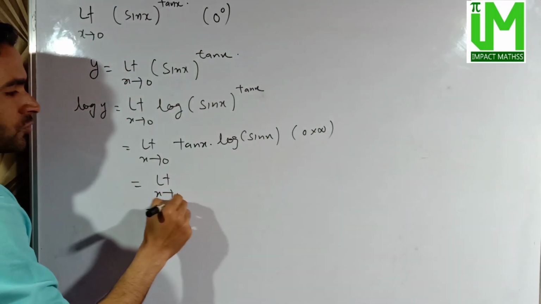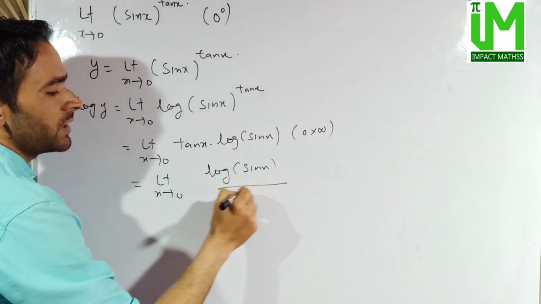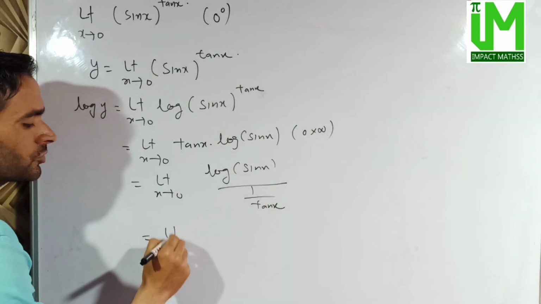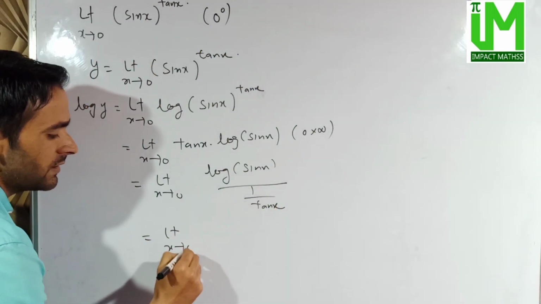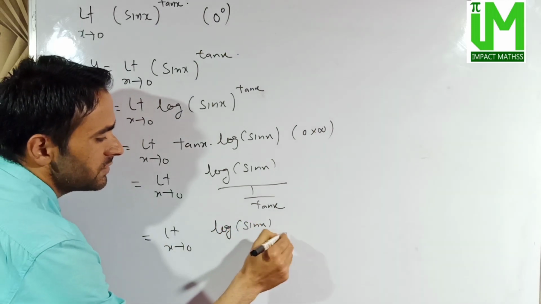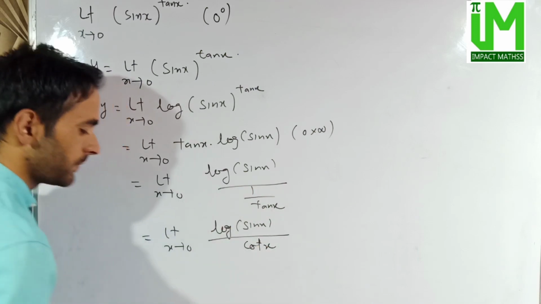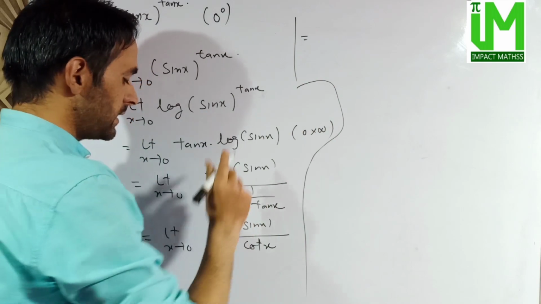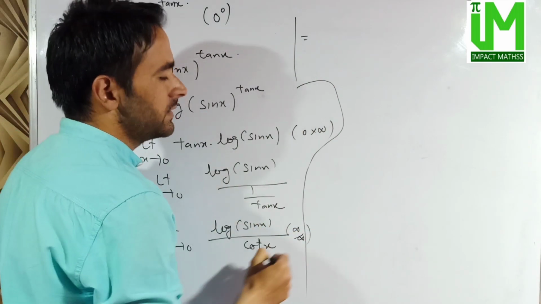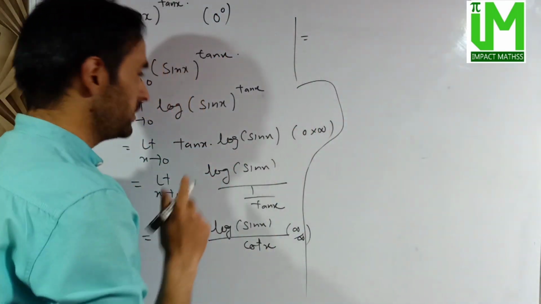limit x approaches 0, so this will be log of sin x divided by 1 upon tan x, which can also be written as limit x approaches 0 of log of sin x, and 1 by tan x we will write as cot x. Now the infinity by infinity form is obtained. That means we will be applying L'Hopital's rule and we will be differentiating numerator and denominator.